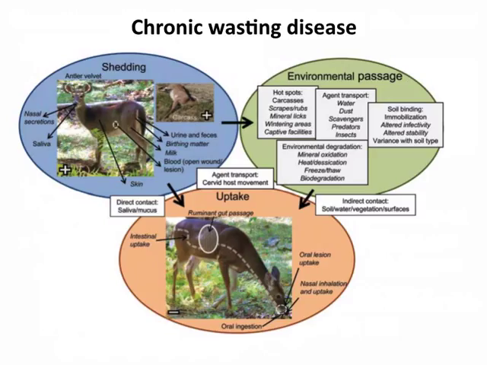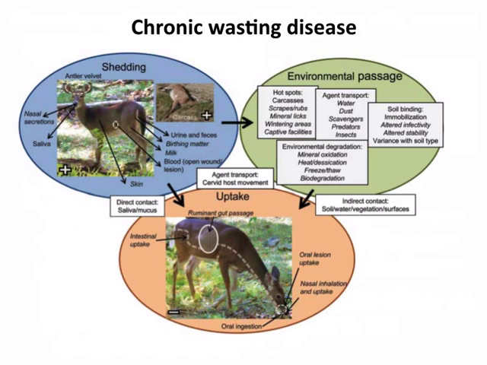We're not sure how they spread it amongst each other, but these are some of the possibilities. The animals are shedding it: nasal secretions, saliva, skin, urine and feces, birthing matter, milk, blood from open wounds. So we think other animals can pick them up. If this animal contaminates a grazing area, another animal will eat the material and get infected as well. So people are trying to figure out how it's transmitted to stop this.